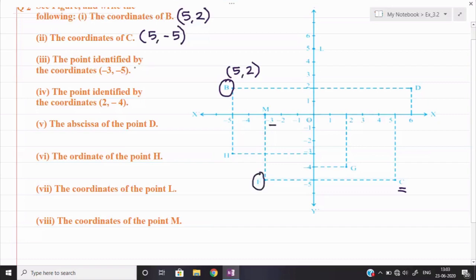So this point is point I. So your answer will be here I.